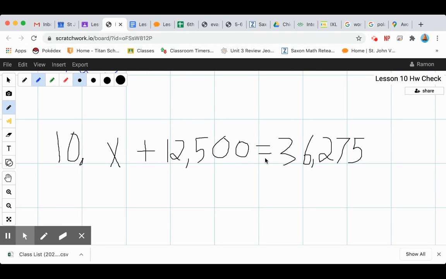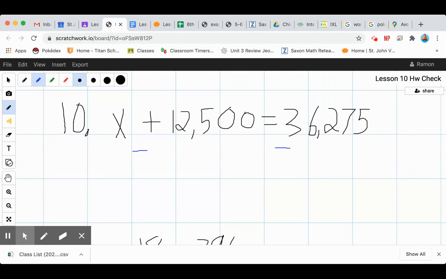For number 10, we're being asked to find the value of x. I use the commutative property to change the order. And so it's x plus 12,500 equals 36,275. We have to use the inverse operation of addition, which is subtraction. And we're going to subtract 12,500 from both sides to get our value of x.